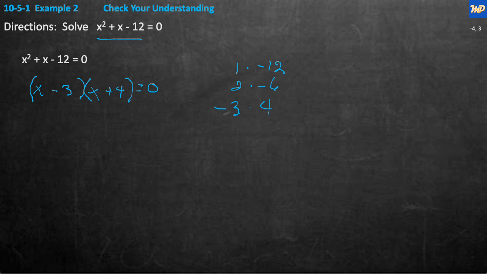So that's it. Now we can solve for the values of x. We can solve this quadratic equation by saying x minus 3 equals 0. This is our zero product property. And or x plus 4 equals 0. Given that, x then equals 3, or x equals negative 4. Those are the two places that the parabola will cross the x-axis. Okay?